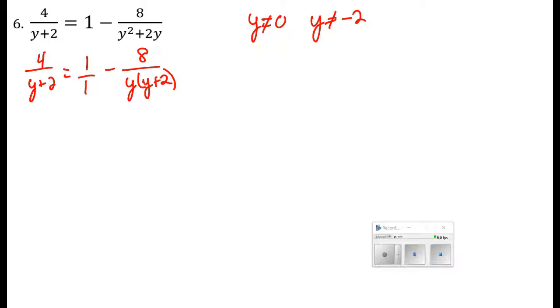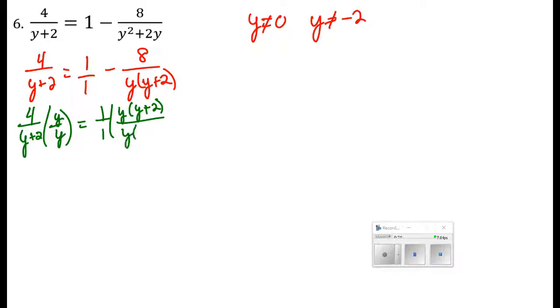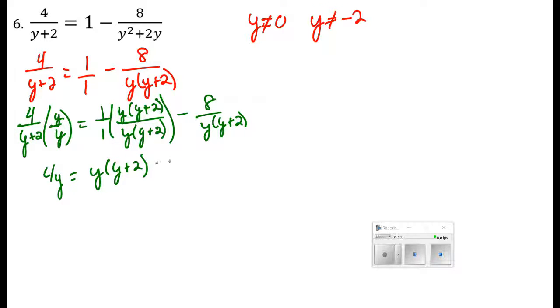So now let's get our common denominator. This first expression is missing a factor of y. This expression is missing both factors, so let's multiply that by y times y plus 2 over y times y plus 2. And then this expression is missing nothing in the denominator. So now that I have a common denominator, I equate the numerators. 4y equals y times y plus 2 minus 8. I'm going to distribute: y squared plus 2y minus 8.